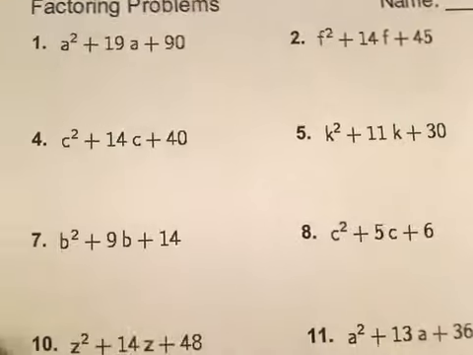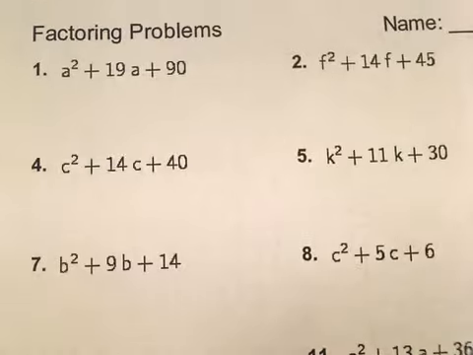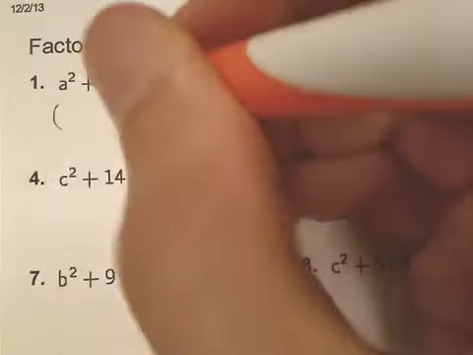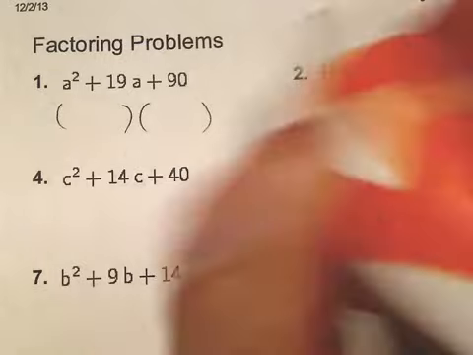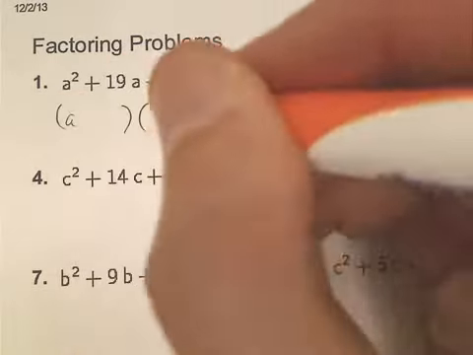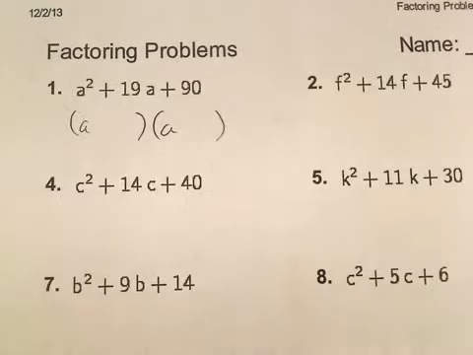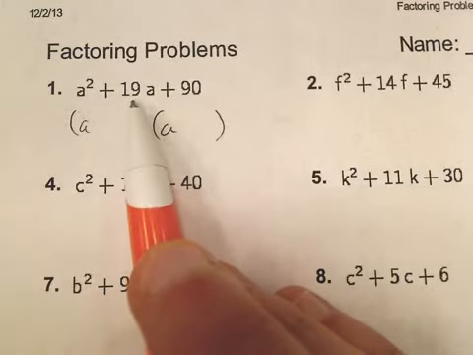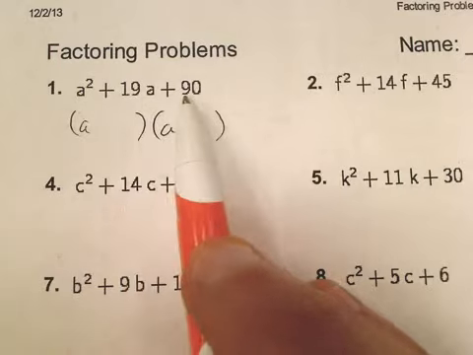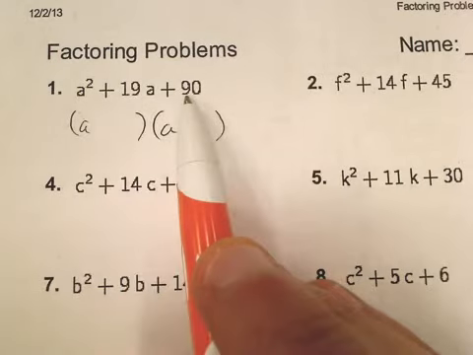Okay. So for number one, here's what you're going to do to start. You're going to start with parentheses. Remember, this is the opposite of the grid, so I'm going to end up with an answer like this. I'm going to put an A on both of those. Now, to fill in the numbers, you have to remember that when we did the grid, you had to add those two numbers together to get that middle number there. And you had to multiply those numbers together to get that last number in the grid.